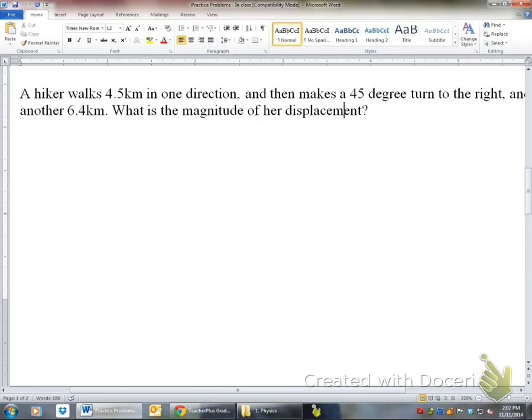If we draw our coordinate system right here, this person walks 4.5 kilometers in one direction. Let's just say she walks east. Then she makes a 45-degree turn to the right. So she's walking, and she makes a 45-degree turn to the right. She's going to go somewhere down in this direction. So she's going to end up somewhere over here. So the resultant, I'll draw the resultant here, is from the origin to the finishing point.